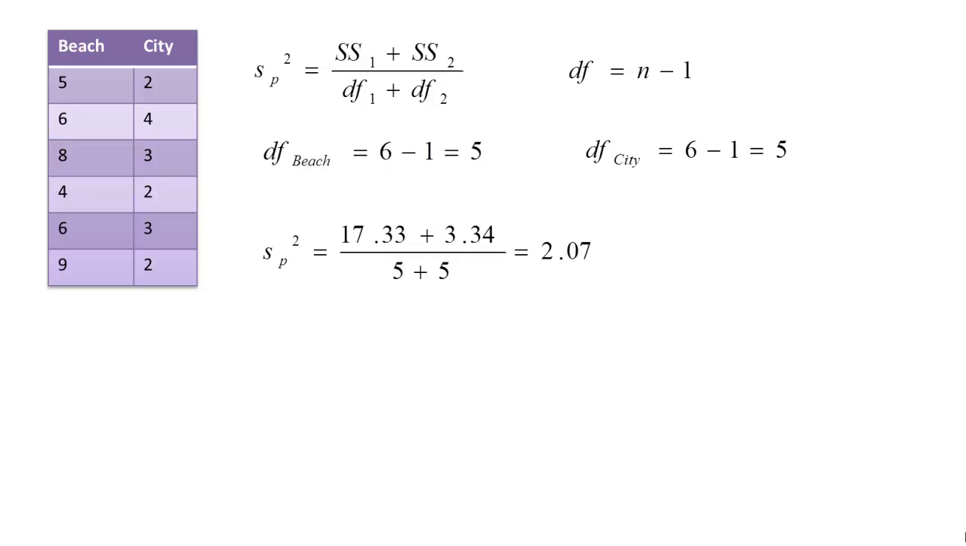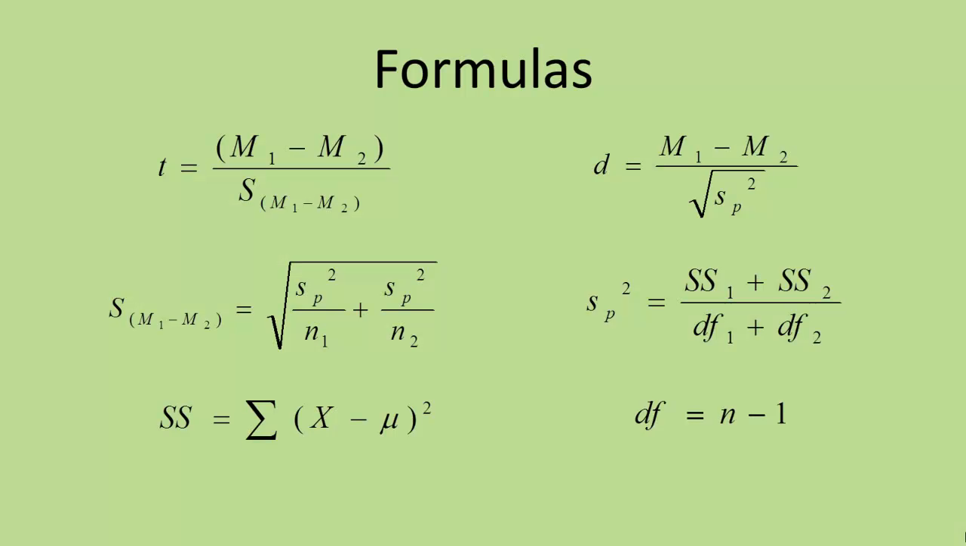So the pooled variance is very straightforward. It's just 17.33 plus 3.34 over 5 plus 5, which equals 2.07. And now we have our pooled variance, and we can calculate the standard error of the mean.